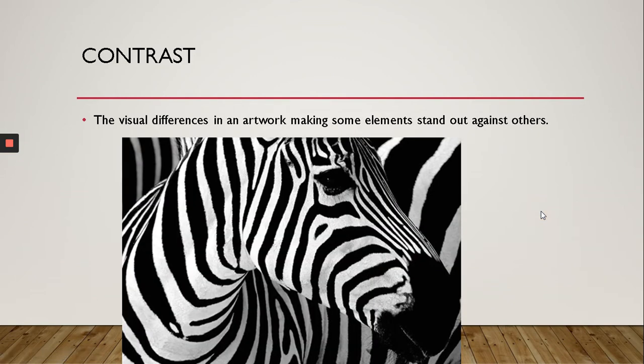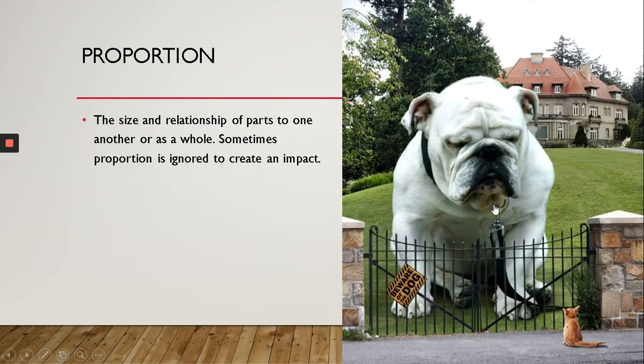Next one is contrast. Contrast talks about the differences. It's not necessarily dark and light. It can be like our zebra here, which has very dark black stripes and very light white stripes. It can also be contrasted with size, for example, something very small being placed next to something very big. So creating that contrast in the image. It doesn't have to be perfect. It doesn't have to be massively contrasted.